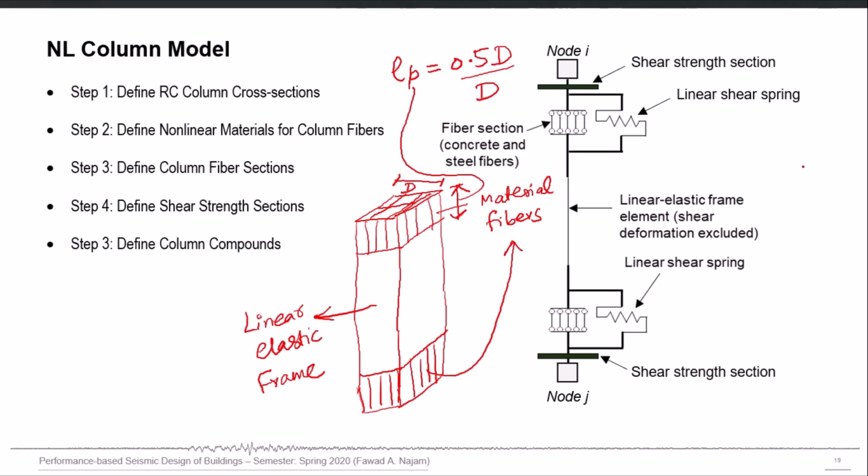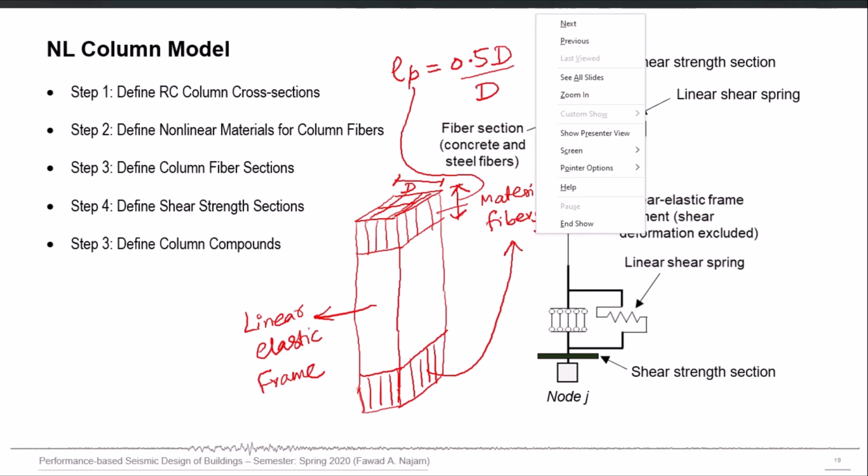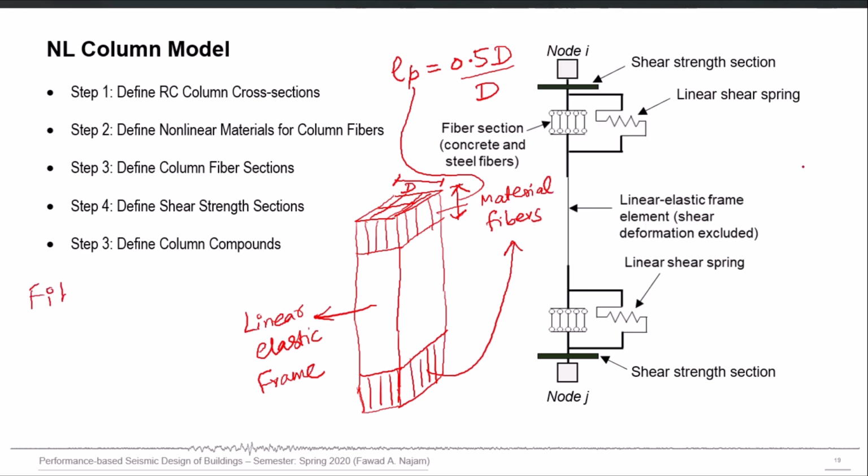So this is how my nonlinear column model would look like. And I will repeat again that these material fibers will only account for the flexural nonlinearity. So fiber modeling doesn't account for shear nonlinearity, it only accounts for the flexural nonlinearity using material fibers. And shear behavior needs to be modeled separately if you want to make it nonlinear.